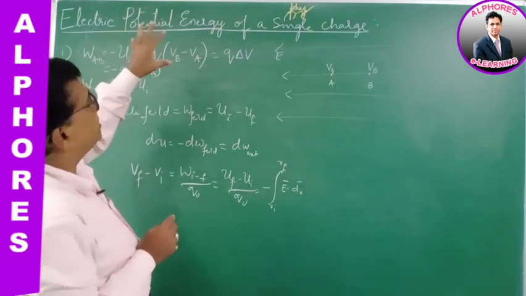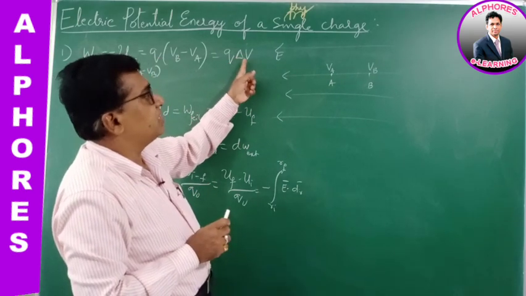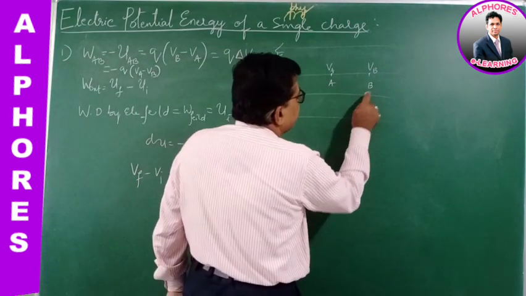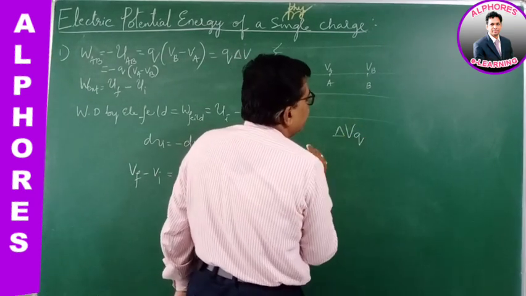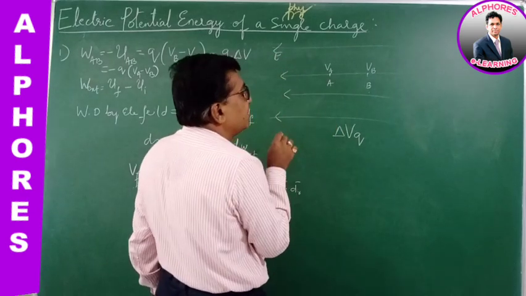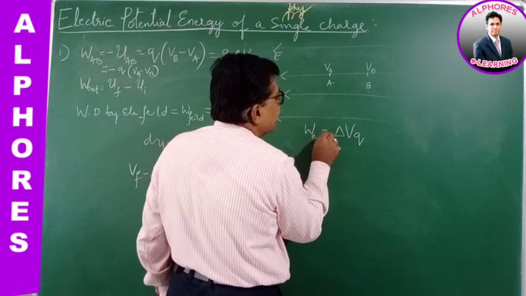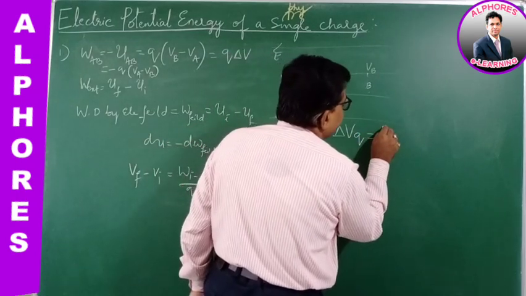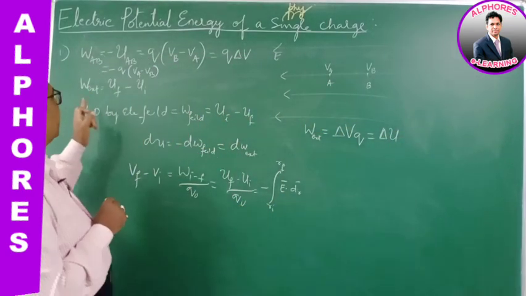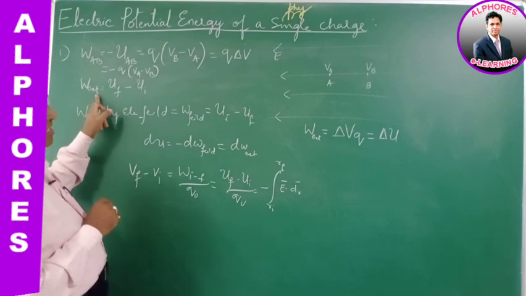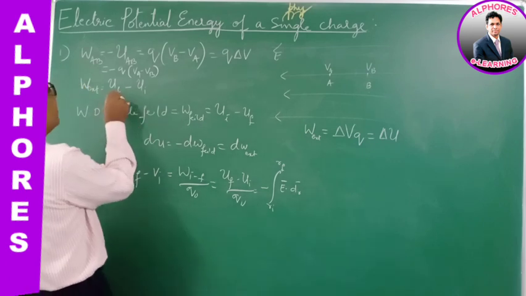So the potential energy of a single charge in the electric field is the charge times the potential difference between these two points. If the potential difference between these two points is delta V and the charge moved is Q, then the work done W by the external agent is stored as potential energy delta U. Work done by the external agent is final potential energy minus initial potential energy, so U final minus U initial.